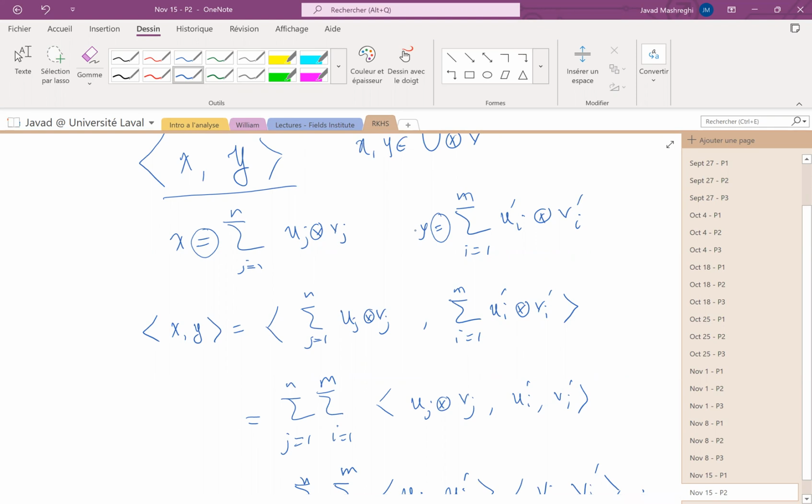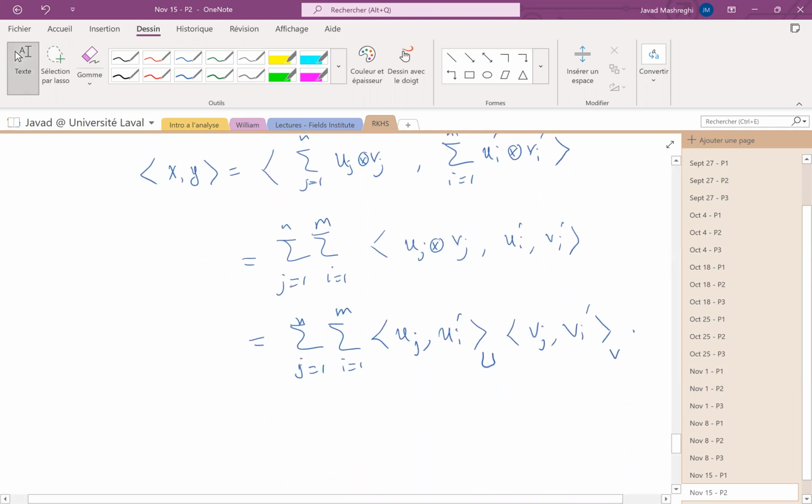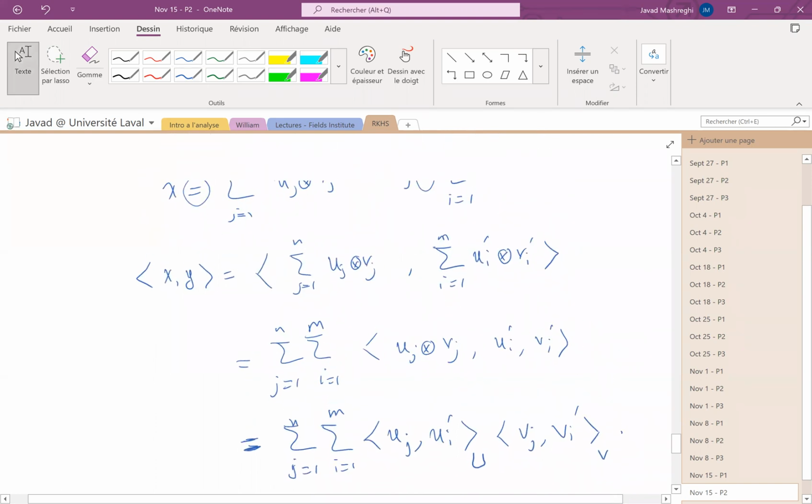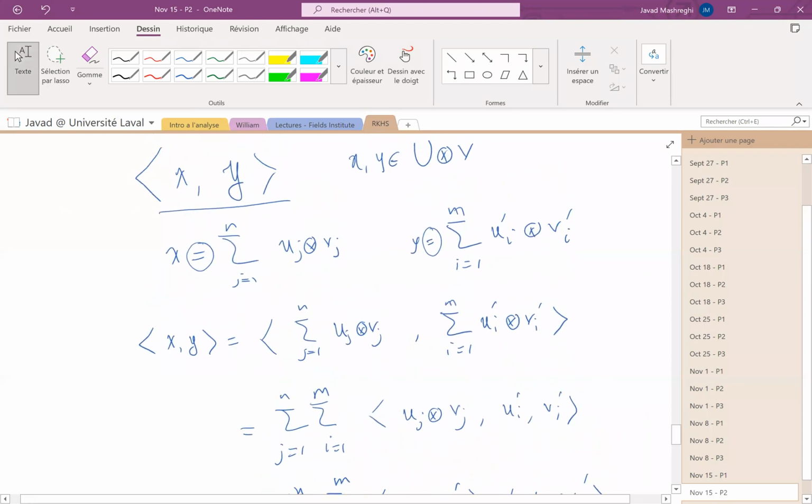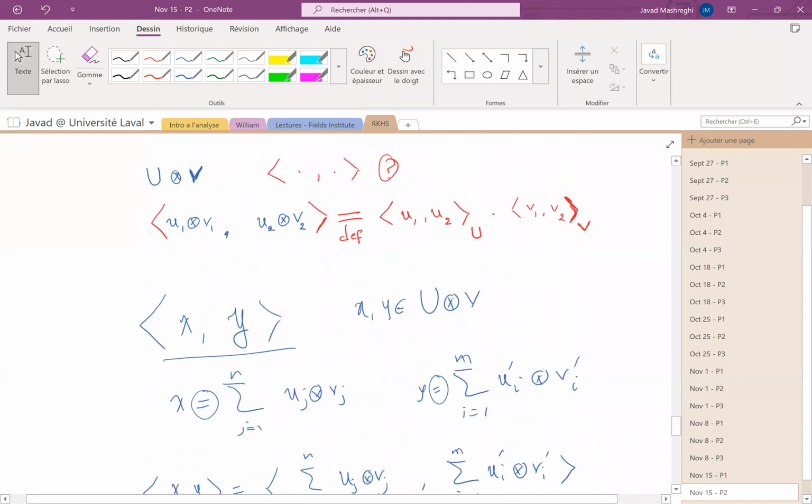X might have other representations, and so might Y, but at the end of the day, it doesn't matter which representation we use, we always obtain the same number. There is no problem, and our definition is okay. Why is this the case? And I think you know how to deal with this now. We have had several instances.